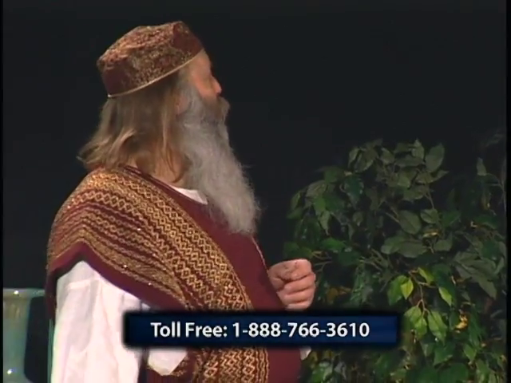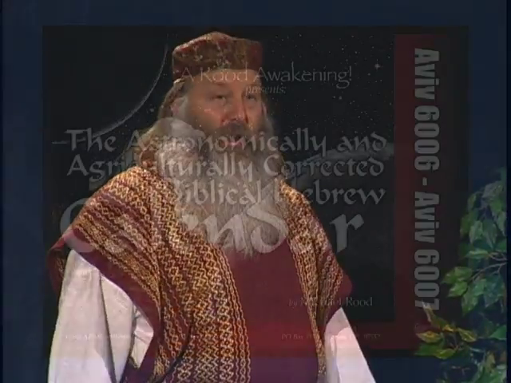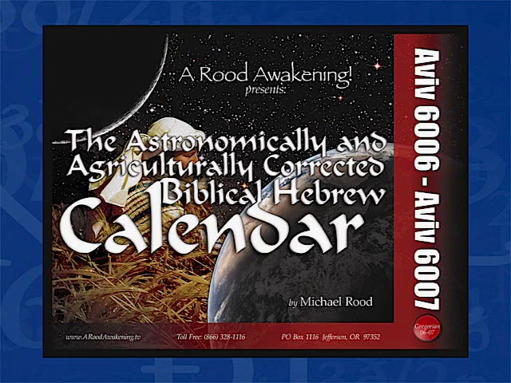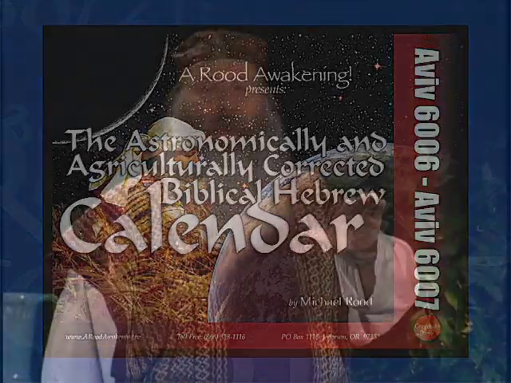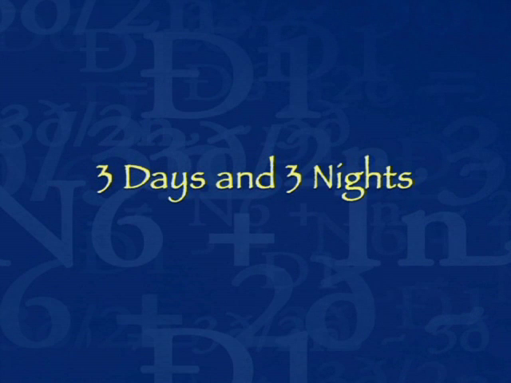Now, this is very important because this is what is going to take us into an understanding of where we are in history right now, because one of these countings has transpired, and we're going to see it. So there you have the basis of the astronomically corrected and agriculturally corrected biblical Hebrew calendar, and this is why you must understand this reckoning of time, because this is how the next years are going to play out for you. And so now we are going to step into the 3 days and the 3 nights.